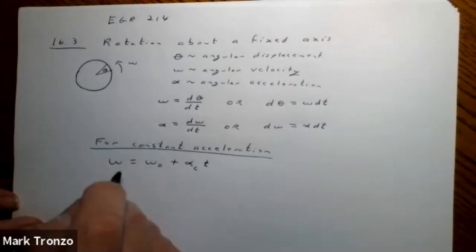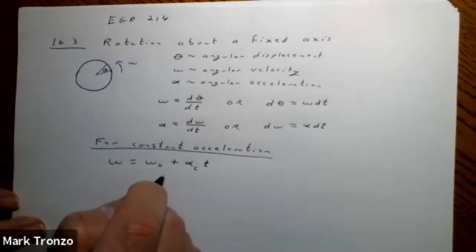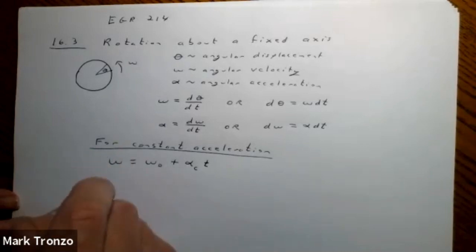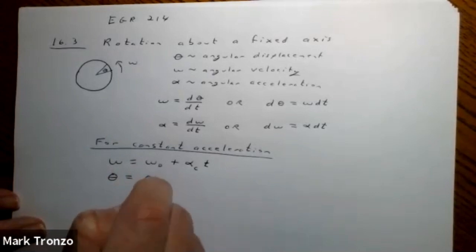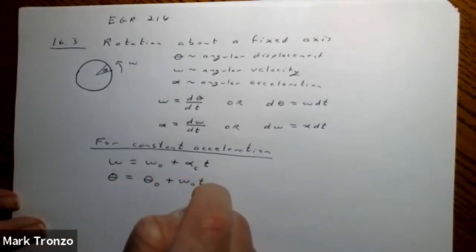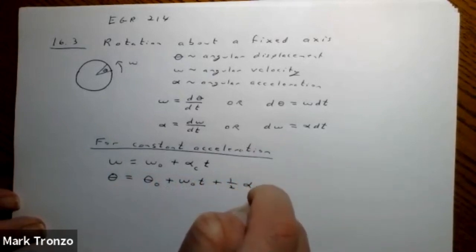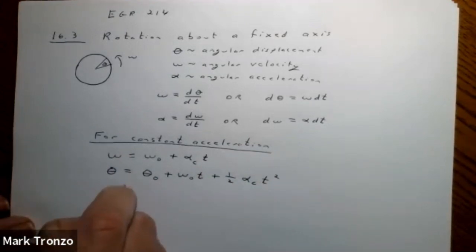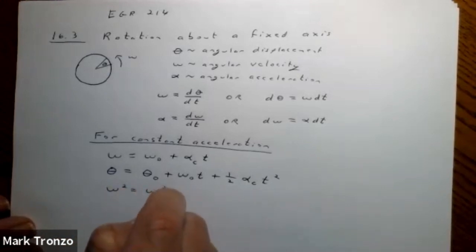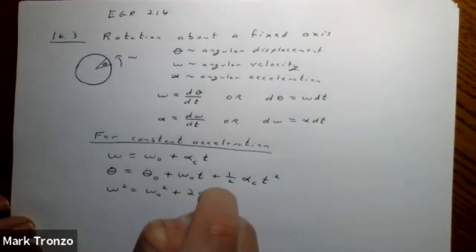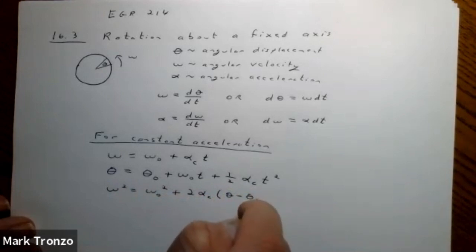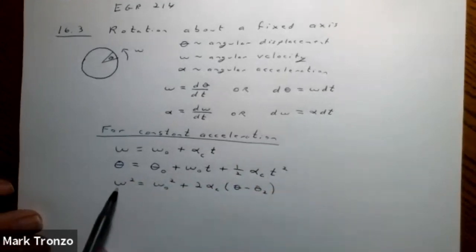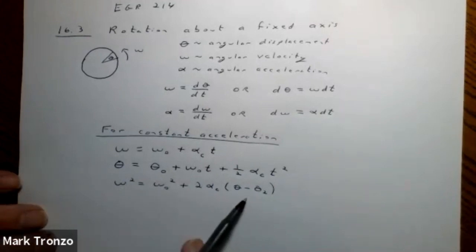And same thing as before, position was equal to x naught plus the velocity times t plus 1/2 at squared. So we have the same thing here. Theta is equal to theta naught plus omega t plus 1/2 alpha c t squared. And also another relationship we use once in a while was using velocities. So we have a similar relationship with angular velocities. If we want the angular velocity squared at any time, it is equal to this. Again, this would be the case if we don't know anything about time. We just have everything in terms of angles.